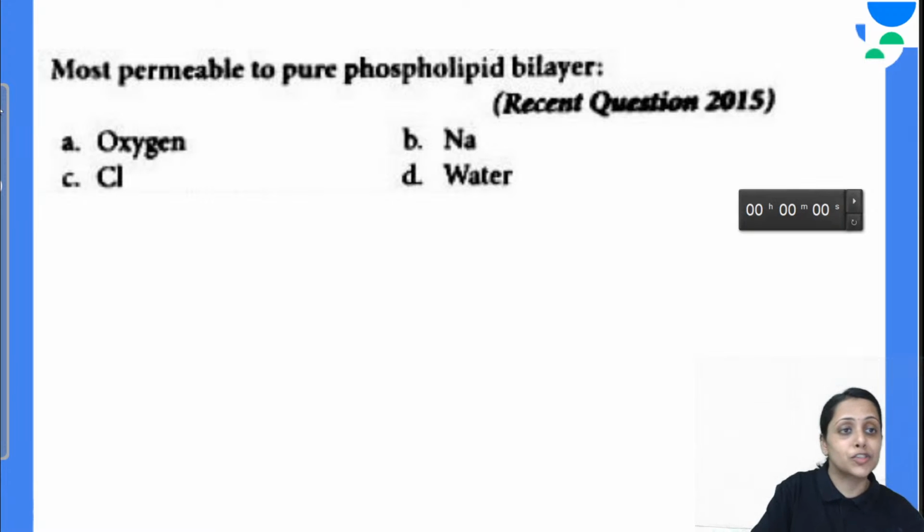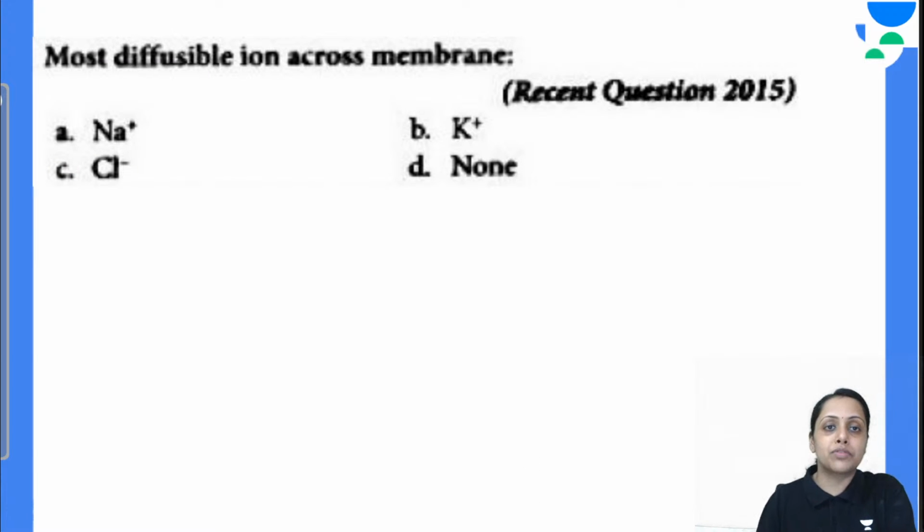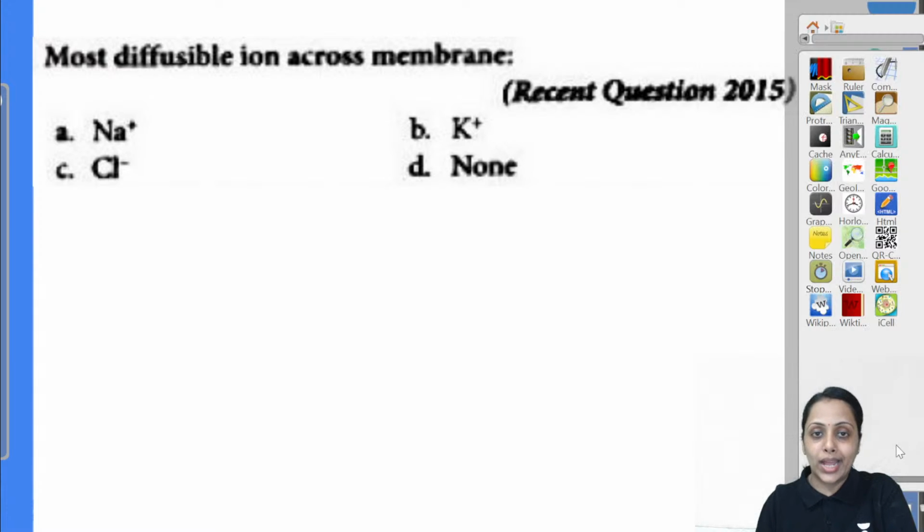Most permeable to phospholipid bilayer is oxygen. All the gases are most permeable to our phospholipid. All the lipid soluble substances are most permeable. So answer is A. Coming to the next one, most diffusible ion across cell membrane is sodium, potassium, chloride, or none.